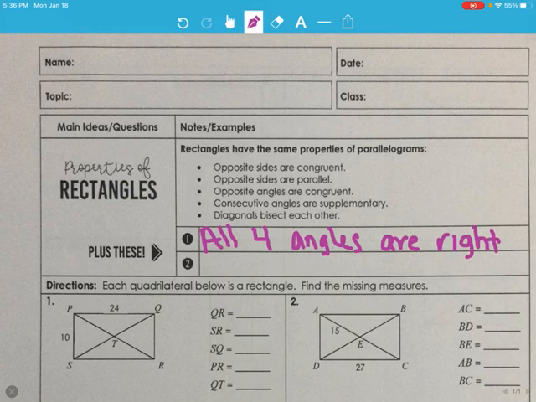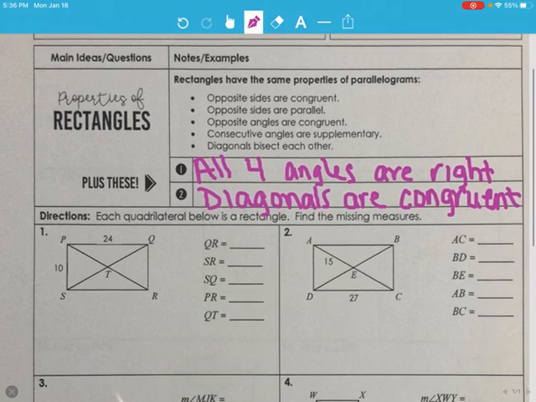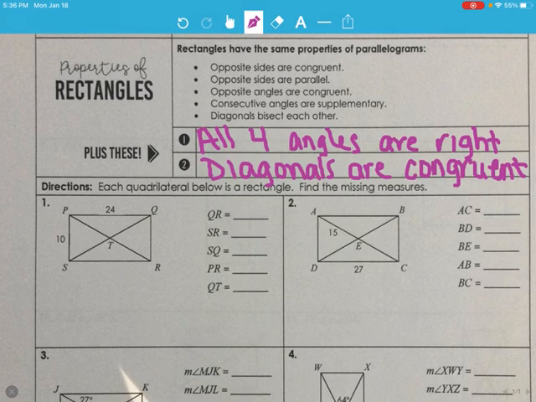On top of diagonals bisecting each other, so making their halves congruent, the diagonals themselves are congruent to each other as well. So if you know one diagonal, you know the other. Okay, so with all these properties in mind, we are going to start solving for some missing sides and angles.